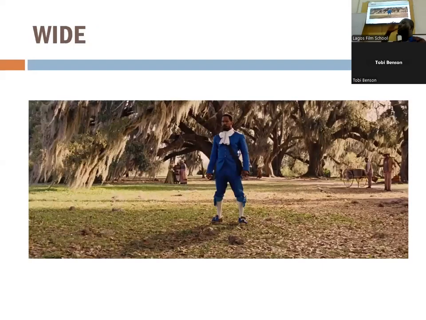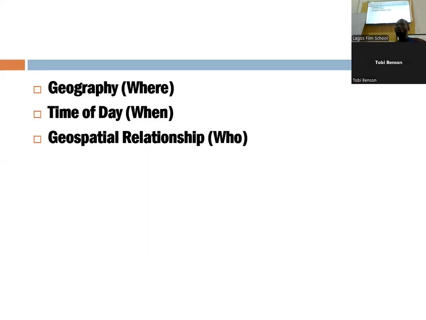When we see your subject from head to toe, this is called a wide shot. When and why do we use a wide shot? Most people know what a wide shot is, but the question is, do you know when to use a wide shot?